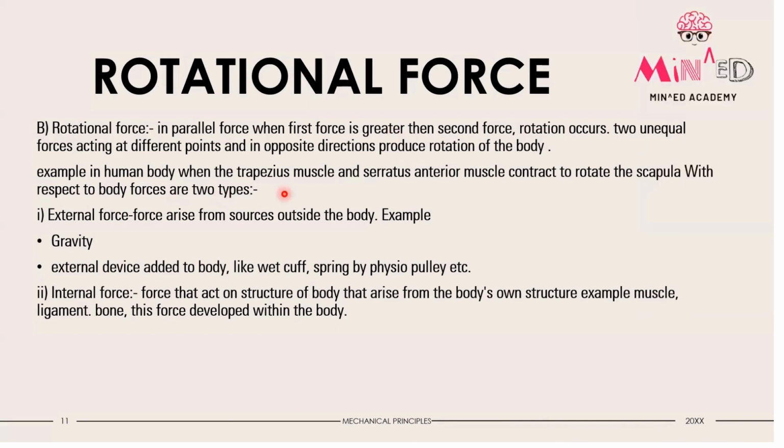For example, in human bodies, trapezius muscle and serratus anterior muscles contract to rotate the scapula with respect to body forces. And here, forces will be of two types: external force, that force arises from sources outside the body, for example, gravity, and external devices added to the body. Because gravity is an external force, it will come under the category of external force. Then body weight, cuffs, spring, pulley. Okay, and internal force will be mostly the body's own structure: muscle, ligament, bone.